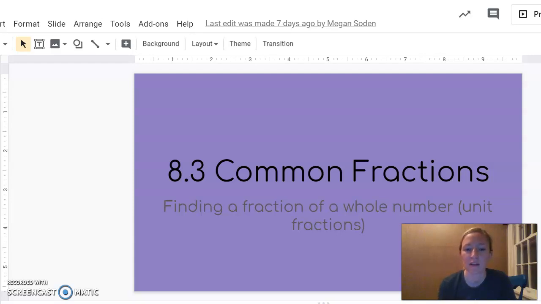Hi guys, we're going to start with lesson 8.3, which is still over common fractions, but mostly it's going to be dealing with finding a fraction of a whole number. Still working with unit fractions too, so remember a unit fraction is anything that has 1 as the numerator. So like 1/2 would be a unit fraction, 1/4 would be a unit fraction, but 3/8 would not be a unit fraction.